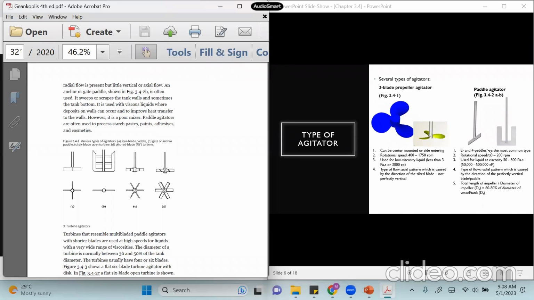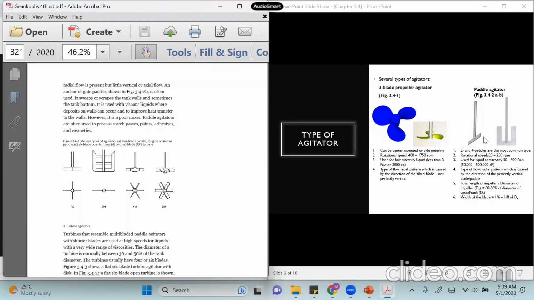I will repeat again. The total length of the impeller, this part, or sometimes we call it the diameter of the impeller, is also this one, or dA. It's actually only 60 to 80% of the diameter of the tank. So if I have a 1 meter diameter tank, that means the dA value is only 60 centimeters to 80 centimeters.